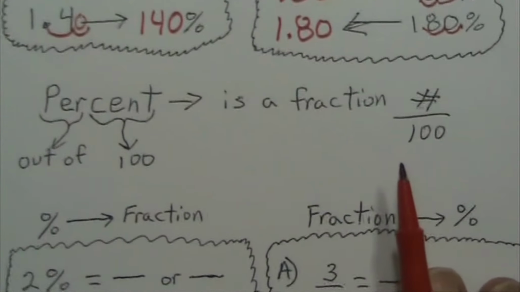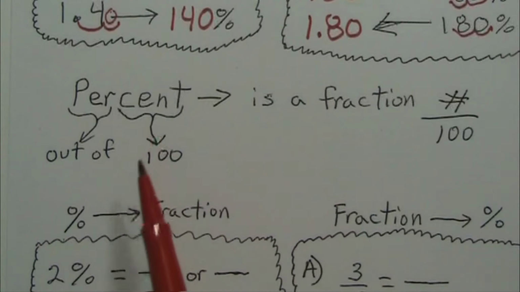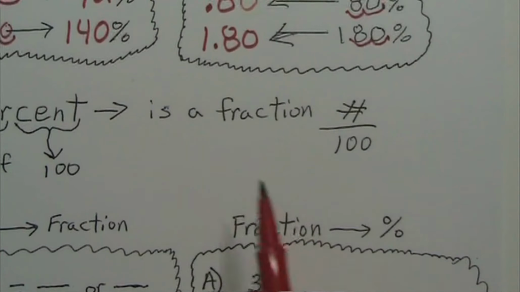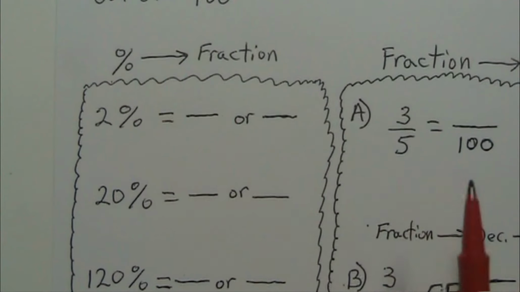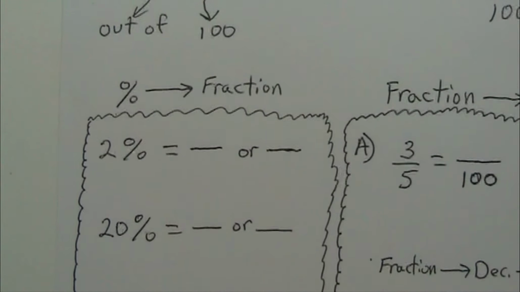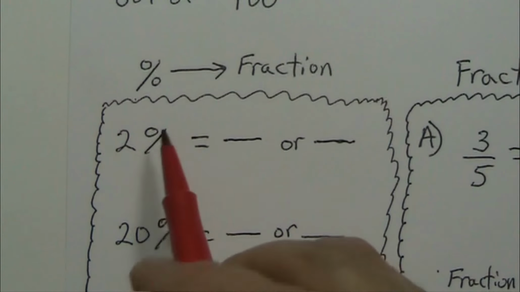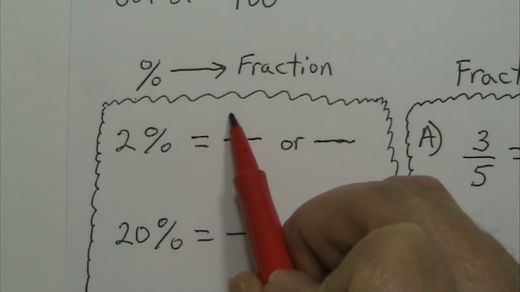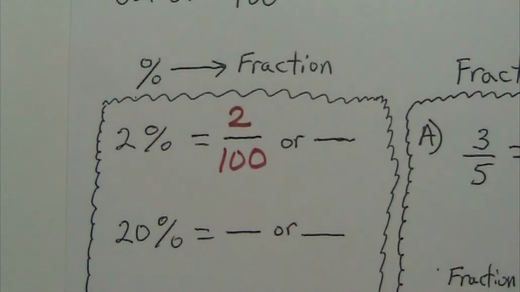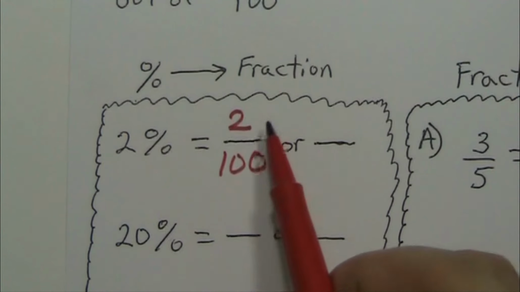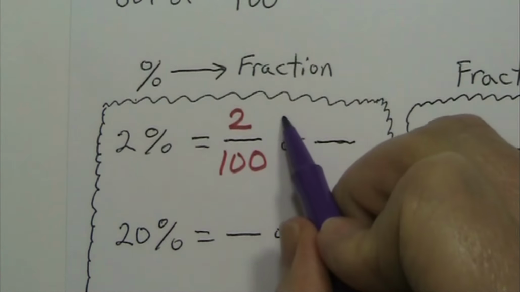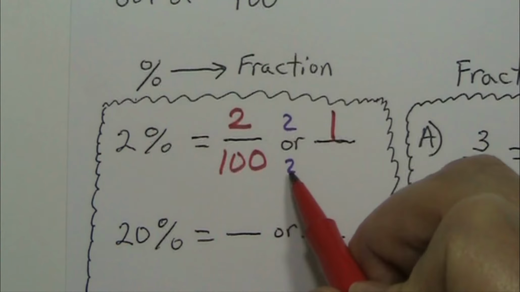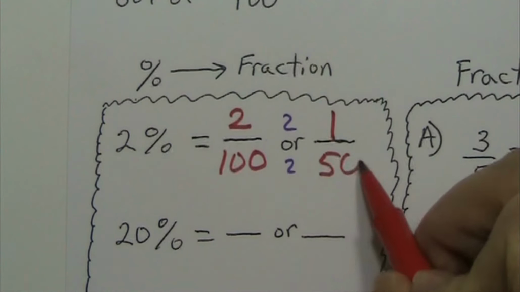And one key thing to remember, percent means out of 100. And it's a fraction, some number out of 100. So let's go to changing a percent to a fraction. If I have the number 2%, that's the same as 2 out of 100. Now I could reduce that, because I know 2 goes into both of those. I'm going to scale it down. 2 divided by 2 is 1. 100 divided by 2, half of 100, is 50.